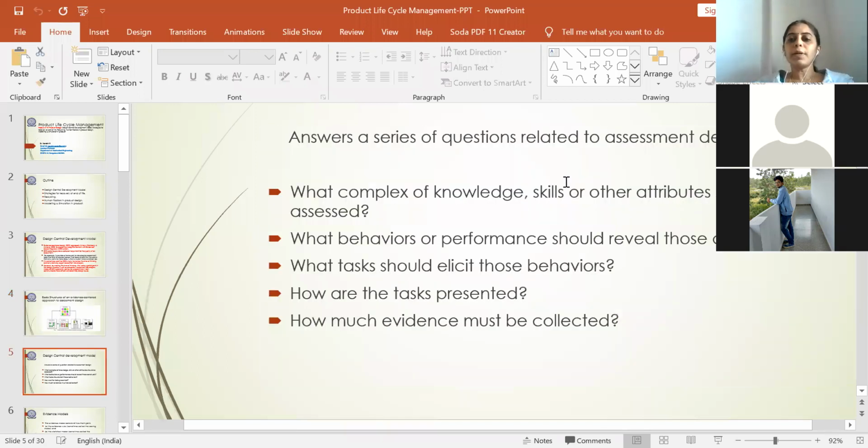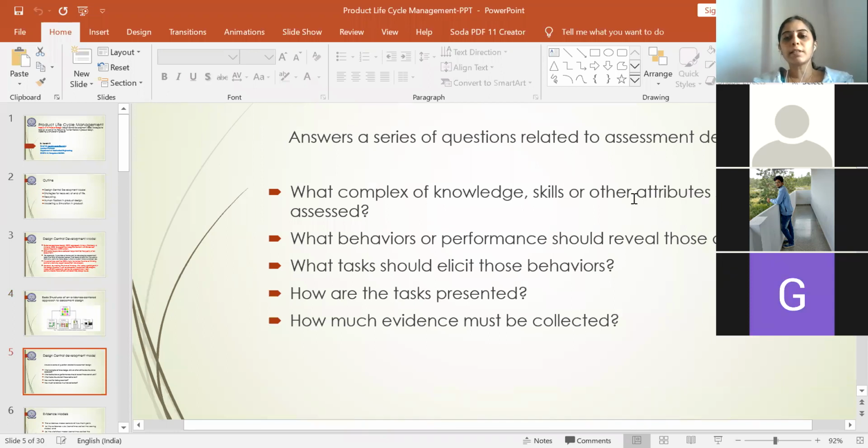So this assessment design model will help in identifying what complex of knowledge, skill or other attributes should be assessed. So what we explained in the diagram, that is being asked. What behaviors or performance should reveal these constructs? What tasks should elicit those behaviors? What are the tasks presented? How much evidence must be collected?